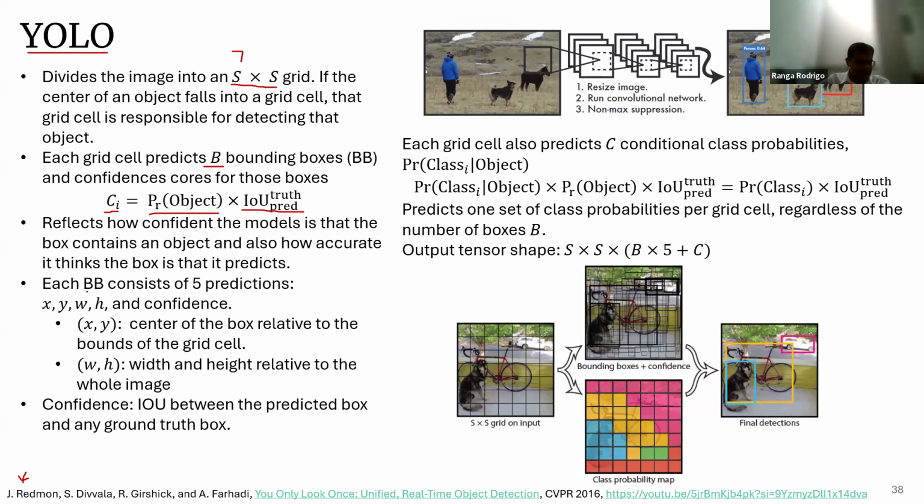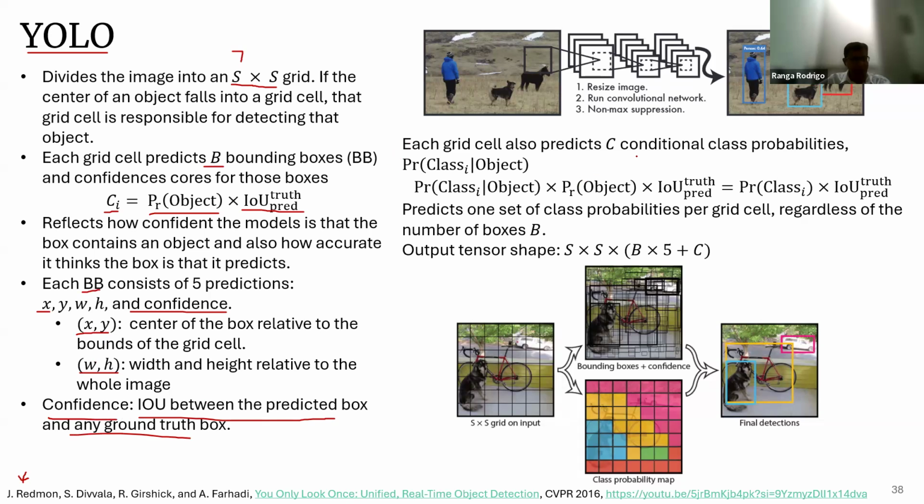Each bounding box consists of 5 predictions: X, Y, W, H, and the confidence. XY is the center of the box relative to the bounds of the grid cell. I will explain that in detail later. WH is the width and height relative to the whole image. Confidence is the intersection over union between the prediction box and the ground truth box.